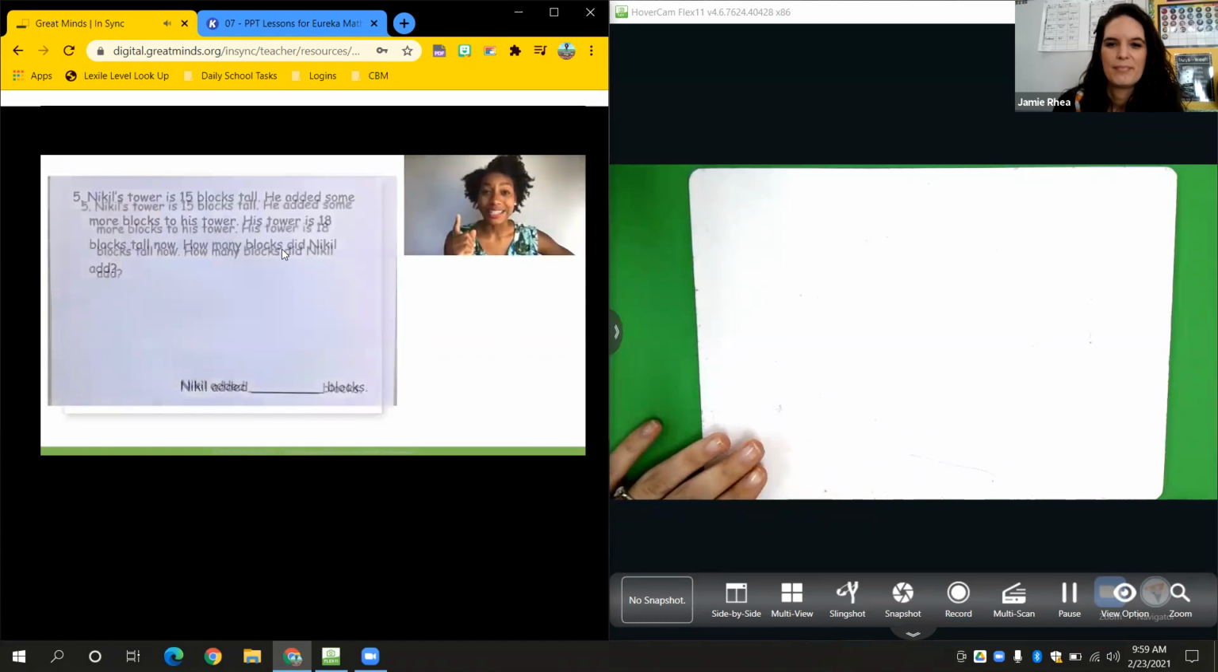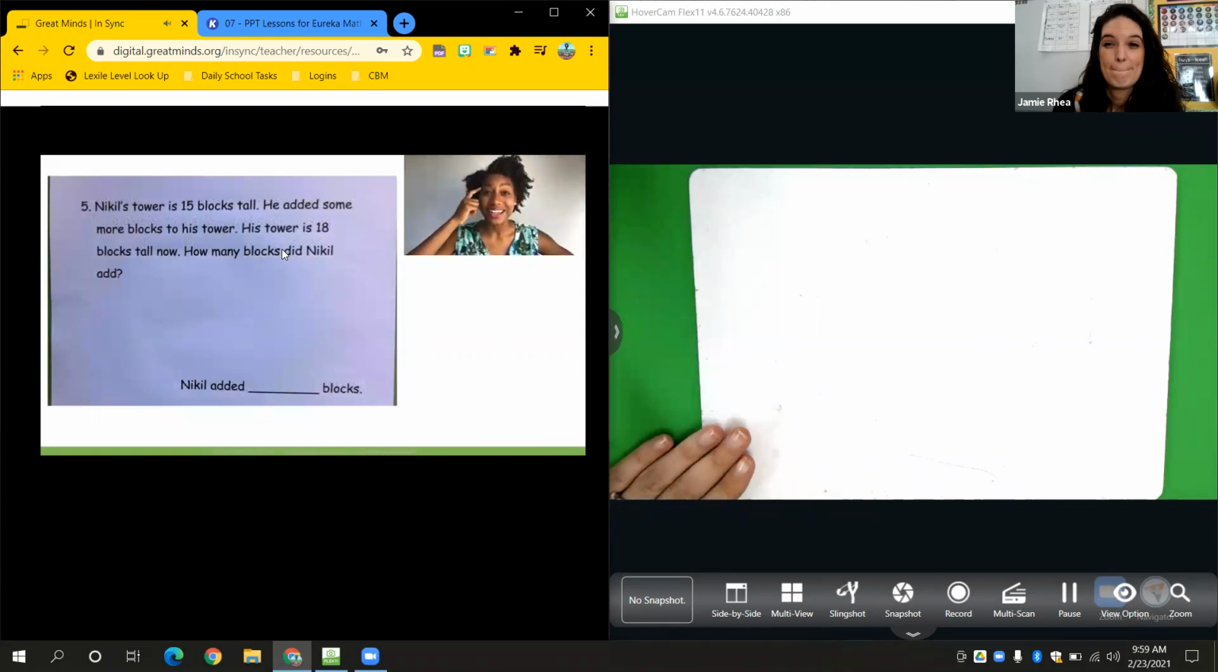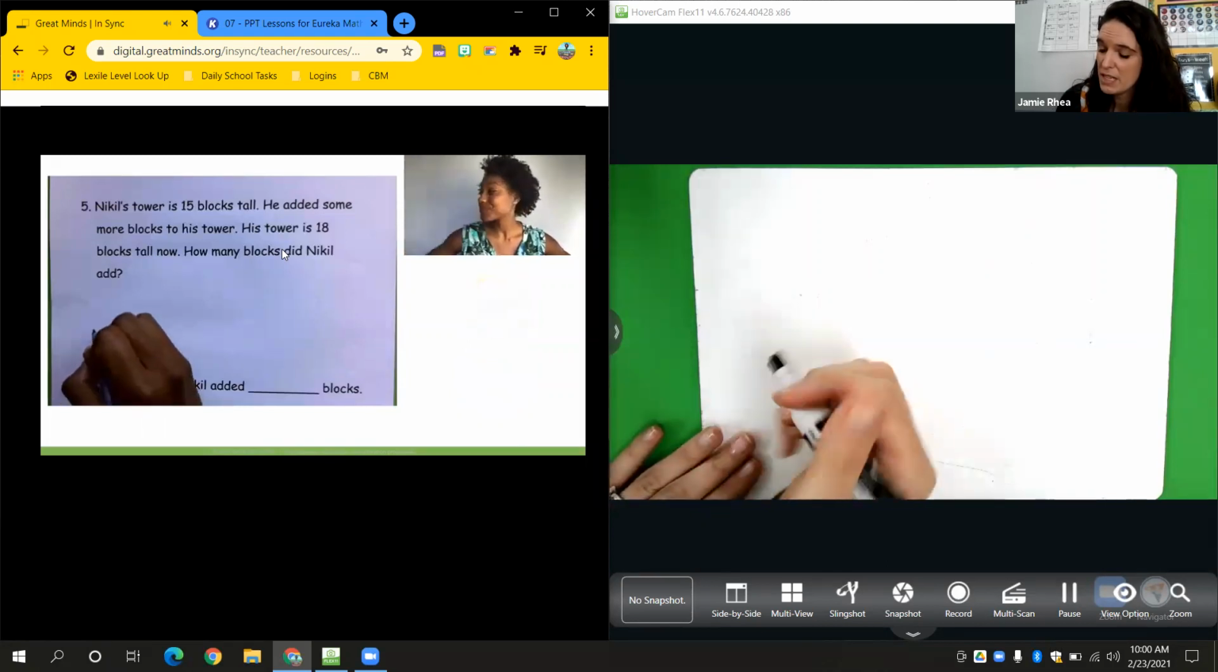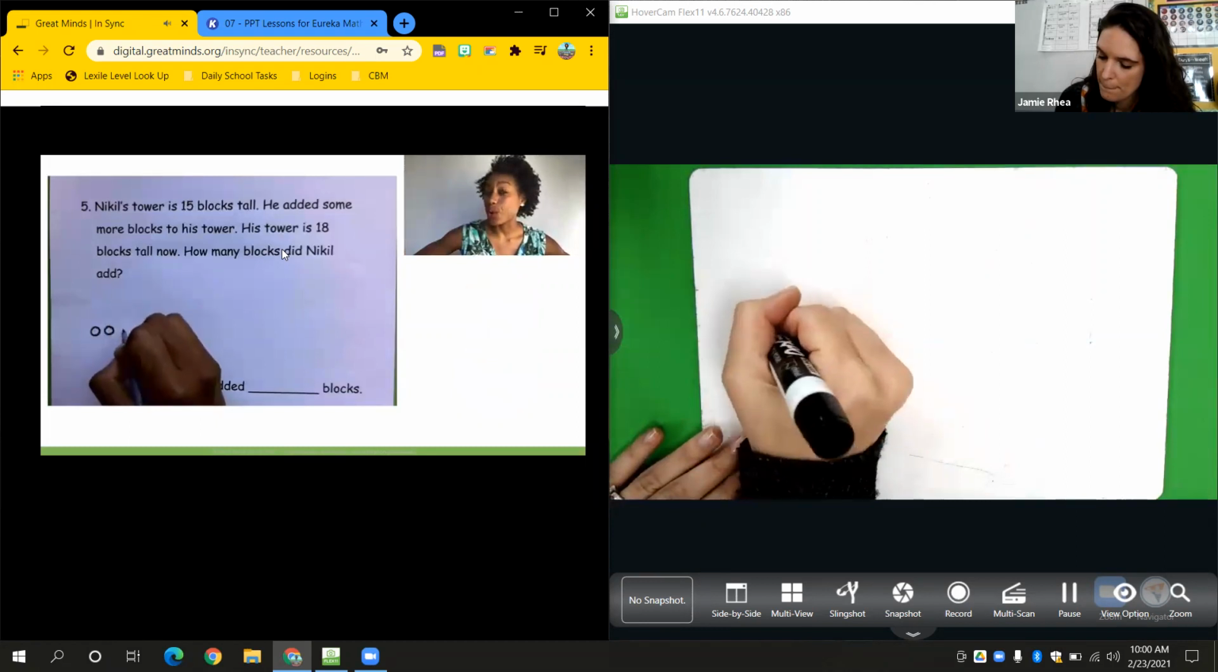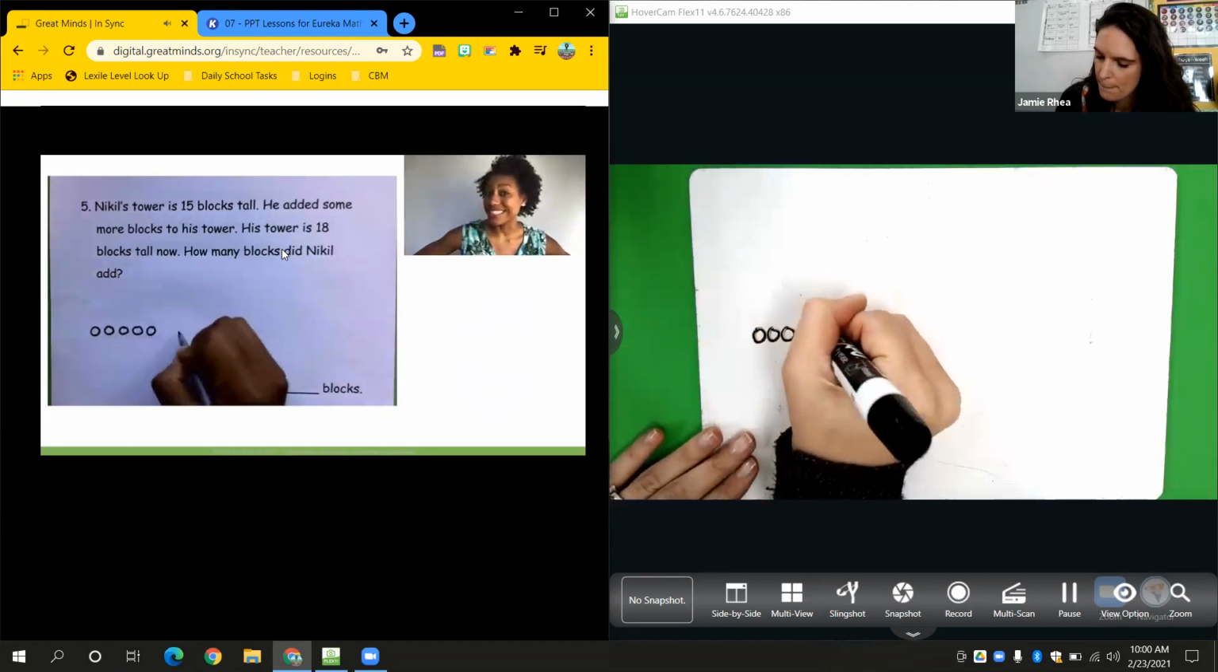Let's do this one together. First thing we need to do is visualize in our head. Let's reread that first line to figure out what we should draw. Nichols' tower is 15 blocks tall. Was that a part or a total number of his blocks? It's just a part. It's a part. So let's draw a part. Okay, so let's draw 15. Go ahead with your marker and join me. We're going to draw 15 circles, just like this.